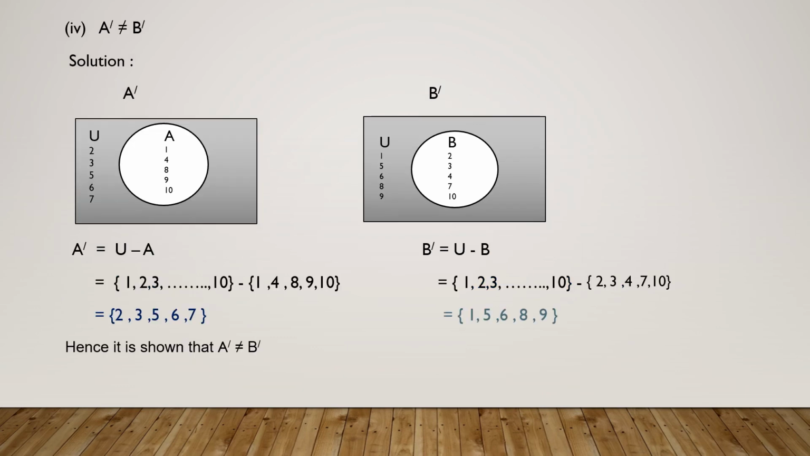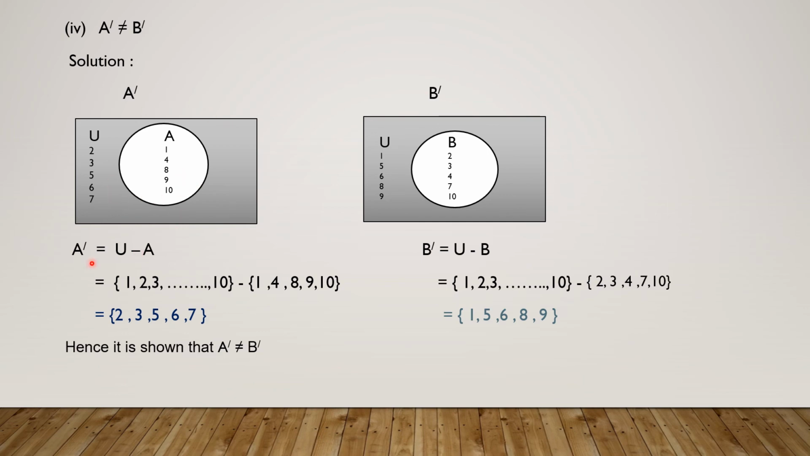Part number 4 is show that A complement is not equal to B complement. So students, first we will draw the diagram of A complement. How we will draw? A universal set U, and in A complement we have only set A. As A complement is equal to U minus A, so we need only universal set and set A. So in rectangle we will draw simple set A.